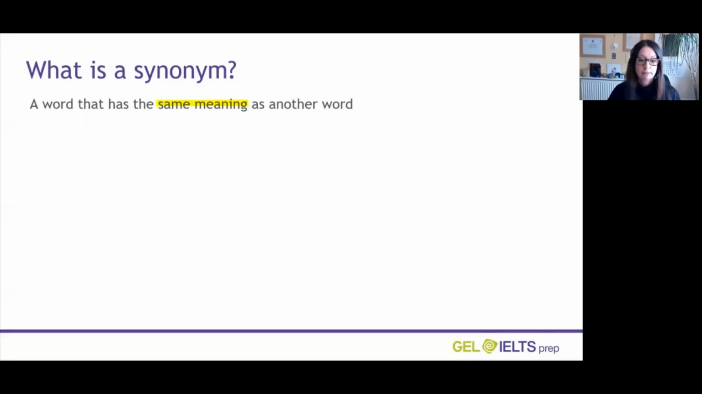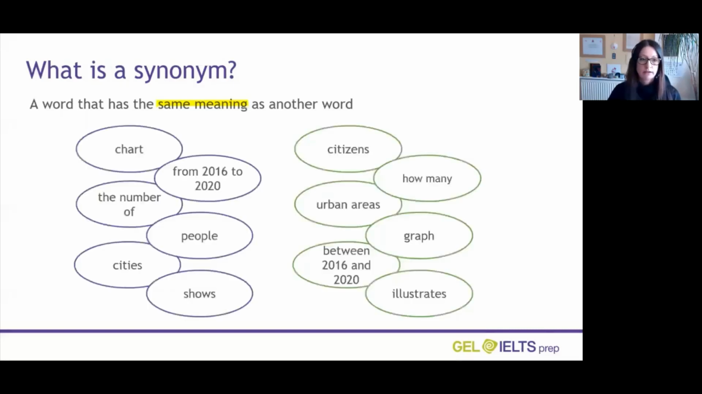We're going to look at some examples of this. Now on the left of the screen, in the purple bubbles, we can see some words related to an academic writing task 1. And on the right, we can see some synonyms for these words in the green bubbles. Some of these are very easy to identify. For example, from 2016 to 2020, we can just change this slightly: between 2016 and 2020.